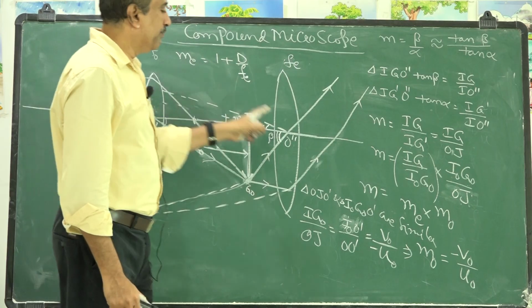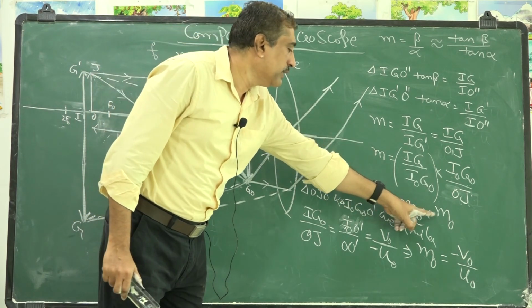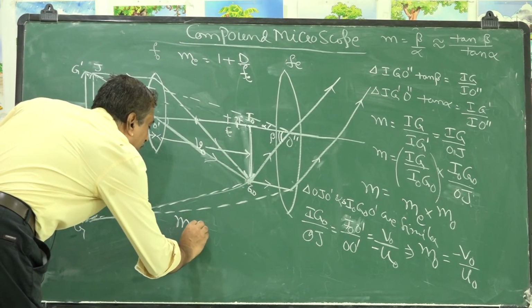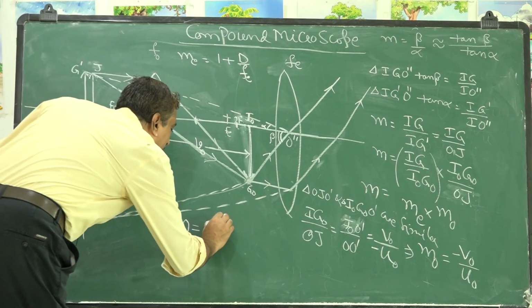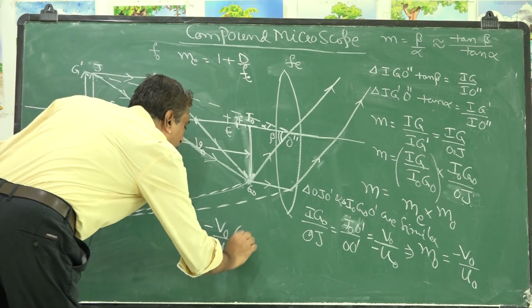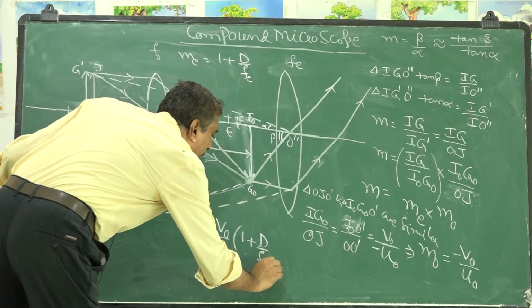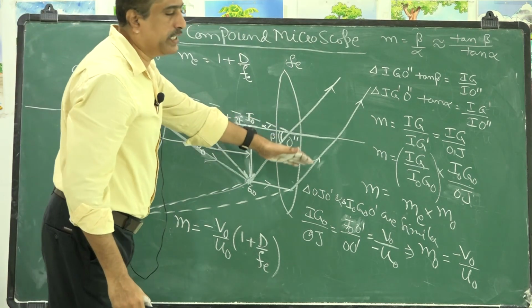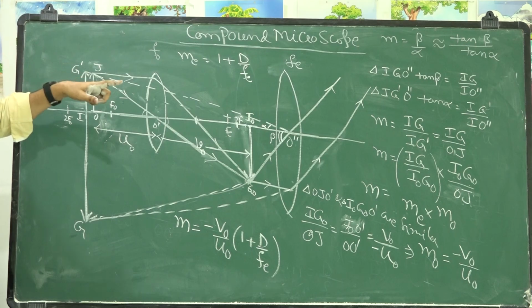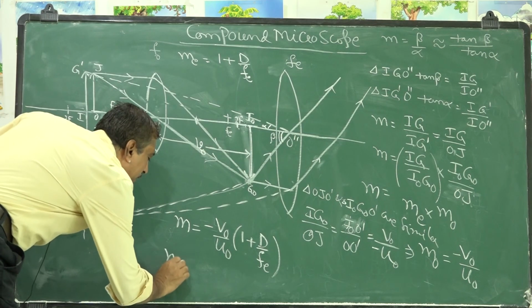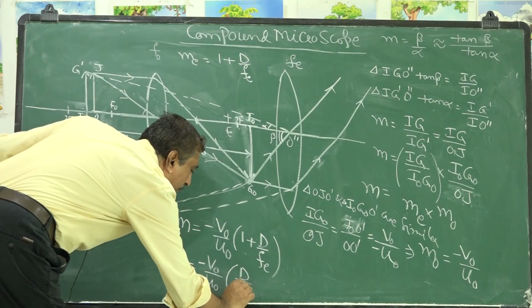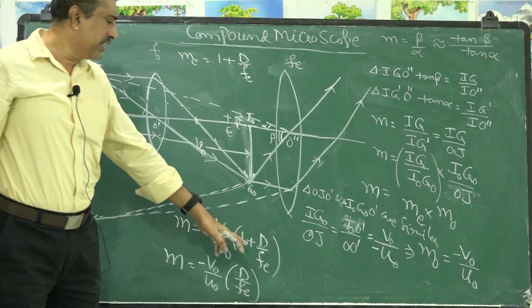So, now that we have the magnifying power of the objective and the magnifying power of the eyepiece, the combined magnifying power of the compound microscope is minus V naught by U naught into 1 plus d by Fe. Suppose the final image of the compound microscope is formed at infinity. In that case, we can write m is equal to minus V naught by U naught into d by Fe, because the eyepiece is working as a simple microscope.